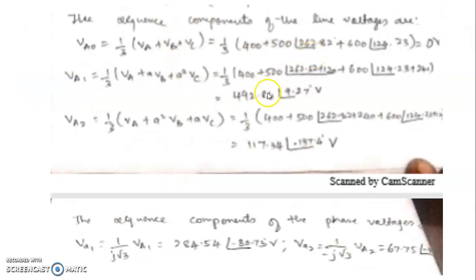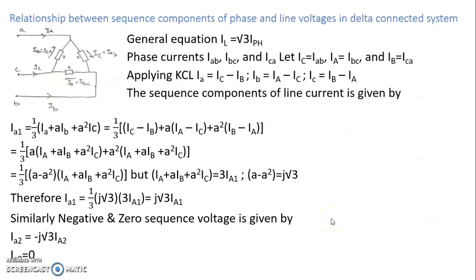First we will describe the sequence components of line voltages, that is VA0, VA1, VA2, given by these formulas. Already we know the formulas. Substitute in this formula the values of VA, VB and VC. You will get the voltages. Then similarly, once you know the line voltages, from the line voltage you can find the phase voltage. We have discussed this previously.